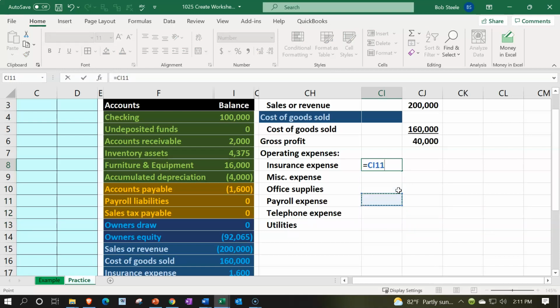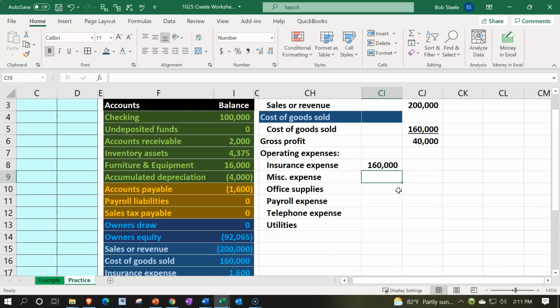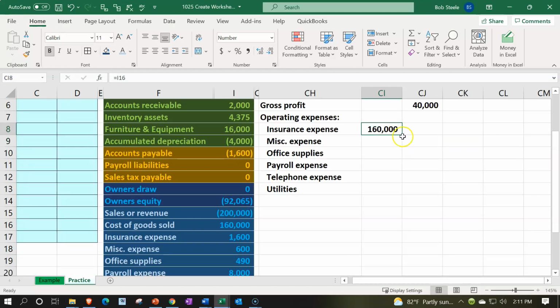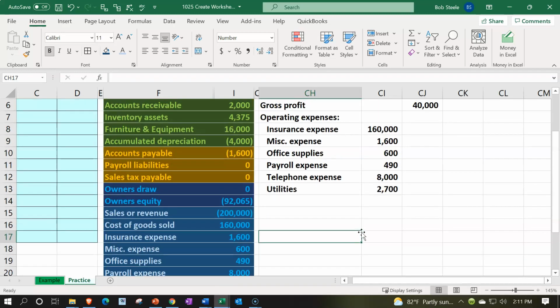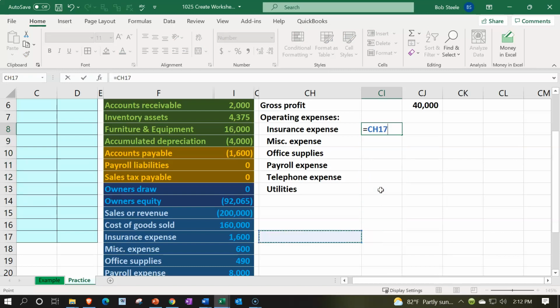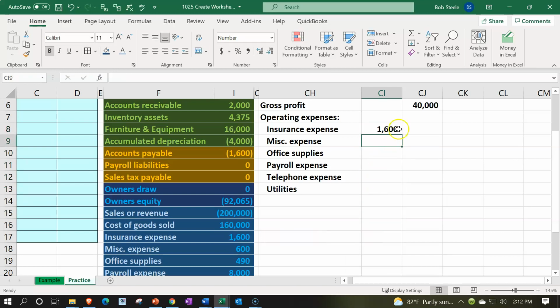So I'm just going to say this equals, because they're debits now, which are positive numbers for us, the 160. And I can simply copy this formula down or autofill it down. And there we have it. That populates nice and easy. But then there's something wrong here. This is the insurance. I skipped one somewhere. This is the insurance expense. Oh, I see what I did. I picked up the cost of goods sold. Hold on a second. This is going to be equal to the 1600. And then we can copy that down. And that looks better. That looks way better.